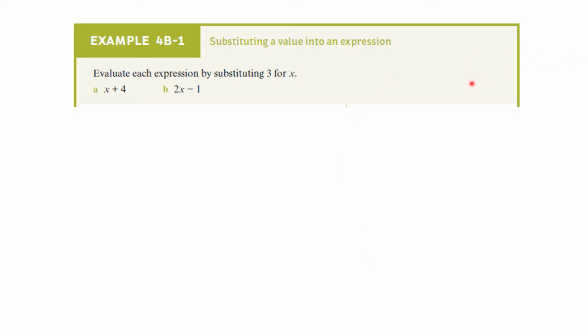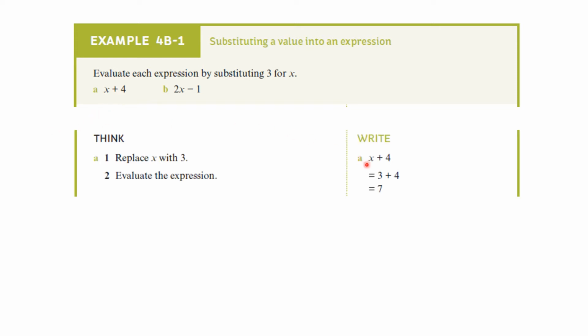Let's do some examples together. So we are now simply going to substitute just one value into these expressions. Here we are asked to evaluate each expression by substituting 3 for x. What that means is I'm going to replace the letter x now with the number 3. So if we look at our first question, I have x plus 4. If we replace x with our number 3, we now have our calculation as 3 plus 4, which we know is 7. So that one was nice and easy.